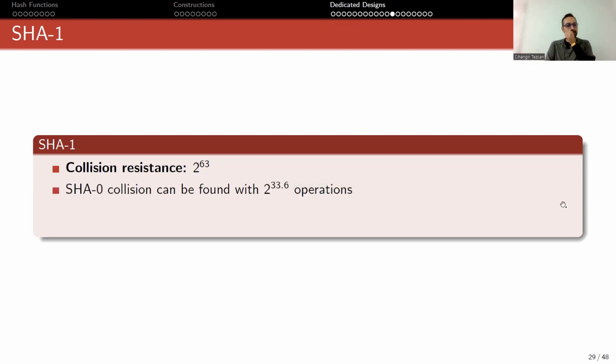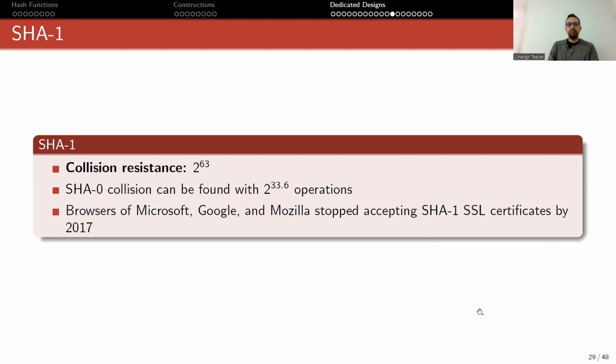So I will show in a minute. But the thing is that a SHA-0 collision can be found with 2 to the 32 operations. As you can see, it is a lot easier to break SHA-0 than SHA-1.